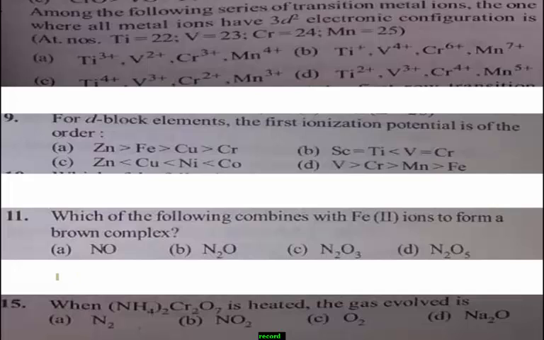You write all the electron configurations of the respective metal ions. Then you find out the correct answer for this question is option D.